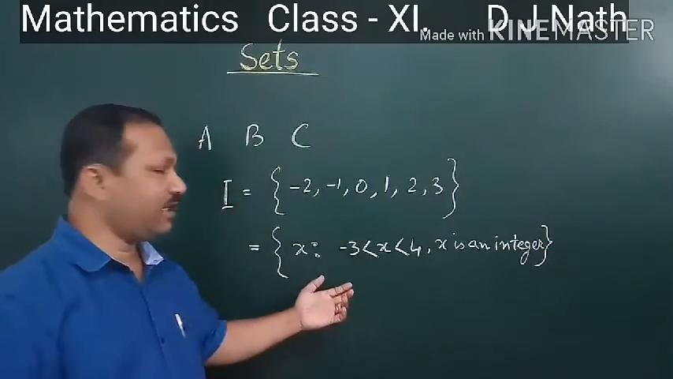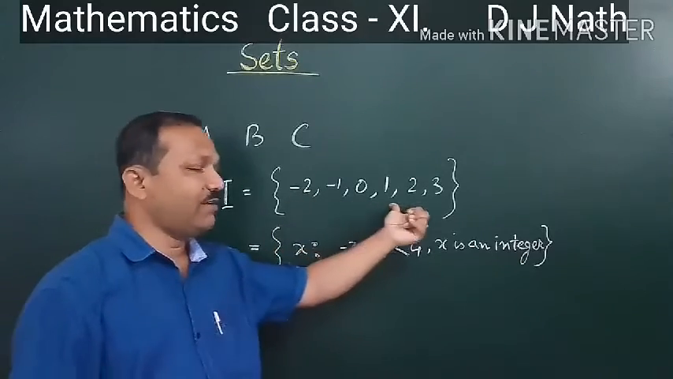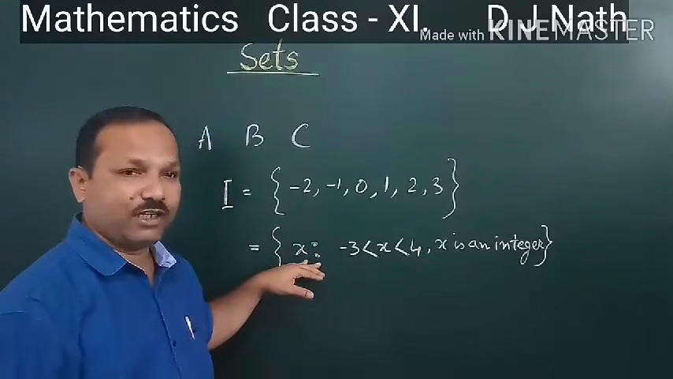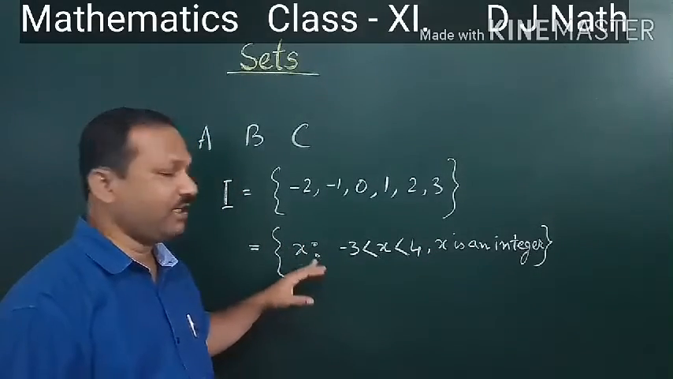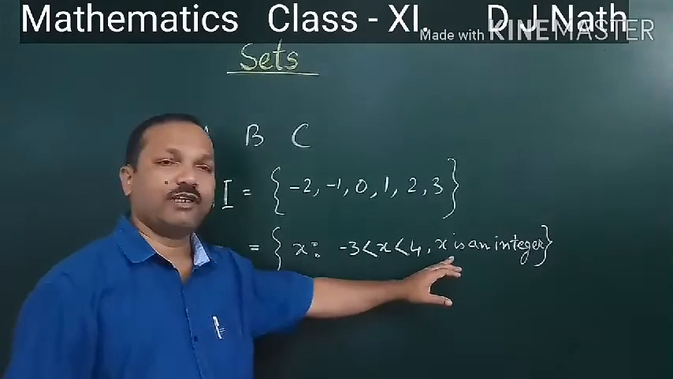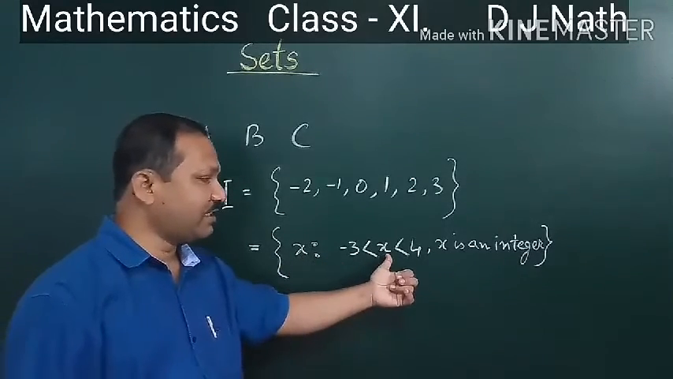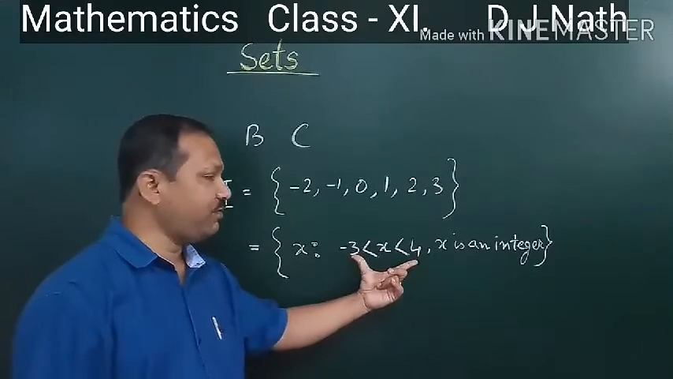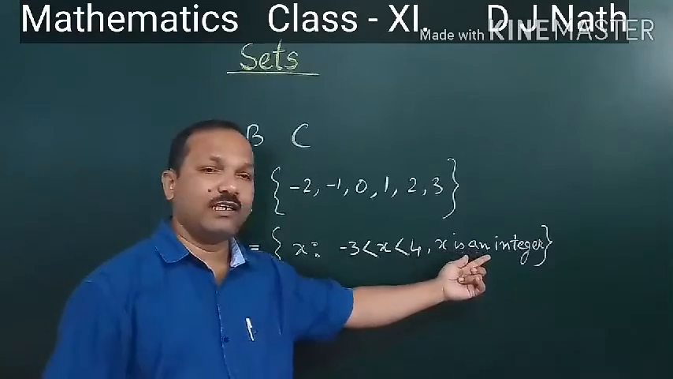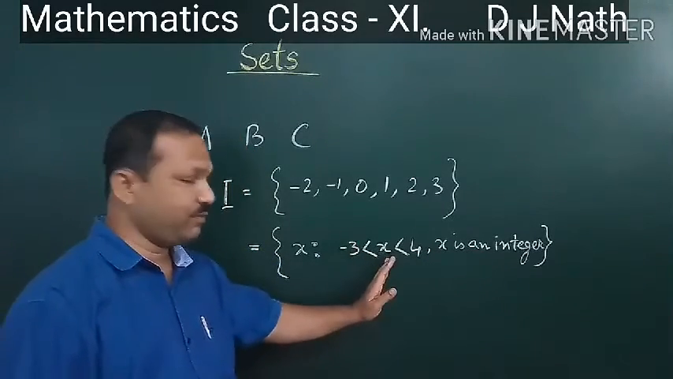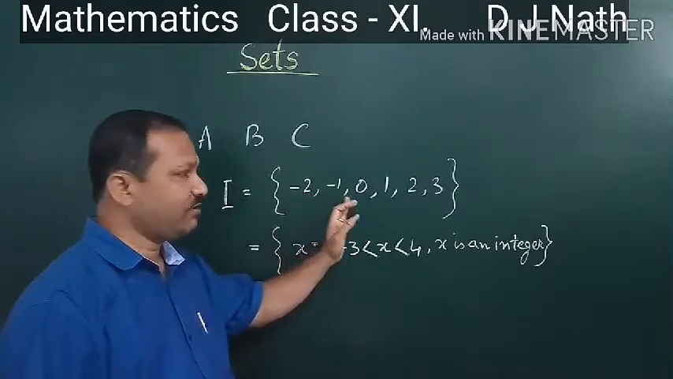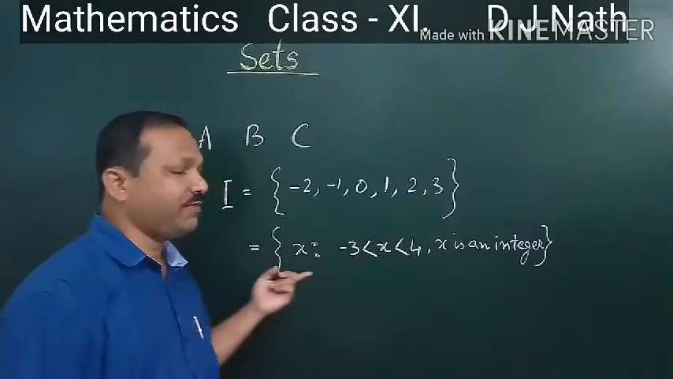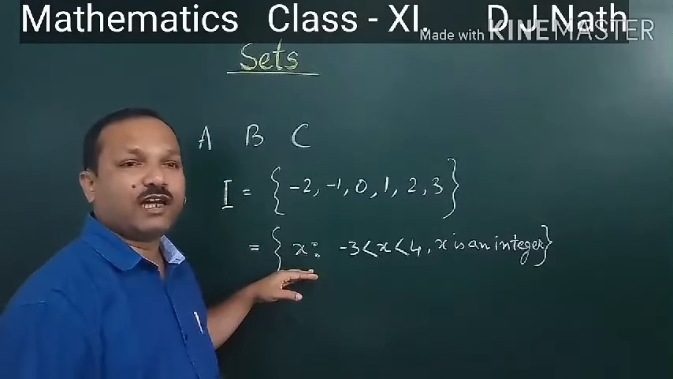So what I have represented here, I just explain using the variables x, y, z, whatever it is, with a small letter you can represent it. So what is that x? x is in between -3 and 4. And x is an integer. So what are the integers? Bigger than -3 is -2, -1, 0, 1, 2, 3. This type of representation is called set builder form.